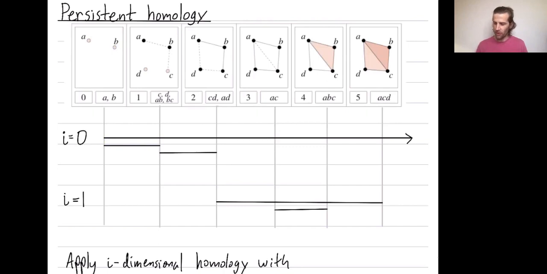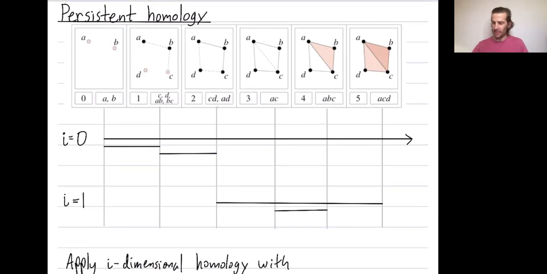One of those connected components lives forever, okay? But the other connected component you'll see dies at time 1, because A and B get joined, right? A and B get joined into the same connected component. Even though a connected component dies at time 1, a new connected component is introduced, which then dies at time 2 when it gets connected up. And then after time 2, we have just one connected component forevermore.